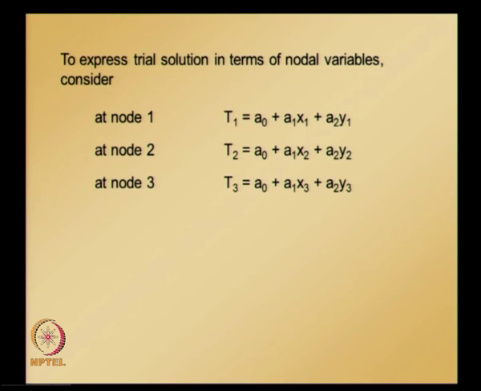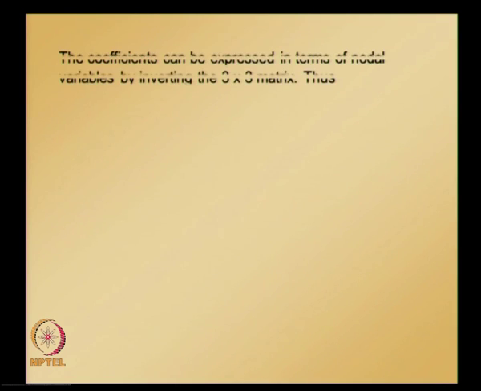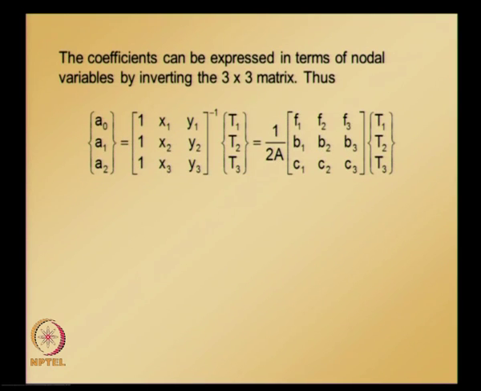To solve these 3 equations, we can put them in a matrix form in this manner. The coefficients can be expressed in terms of nodal variables by inverting the 3 by 3 matrix comprising the coordinates of the 3 nodes of the triangular element. So, a0, a1, a2 can be obtained by inverting a 3 by 3 matrix consisting of the coordinates of nodes 1, 2, 3.